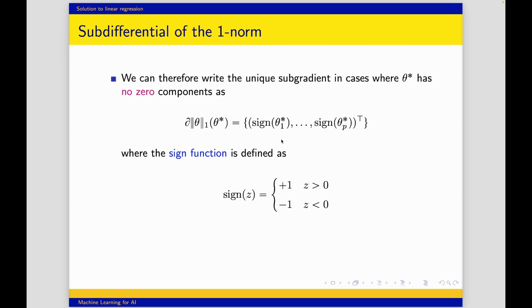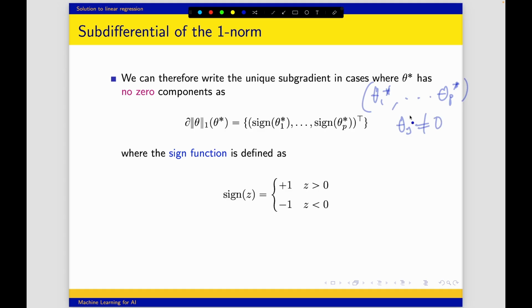This point, theta 1 star up to theta p star, where none of them are 0. None of them are 0. They're either positive or negative values. In that case, we have a unique subgradient, which is just the gradient of the norm.